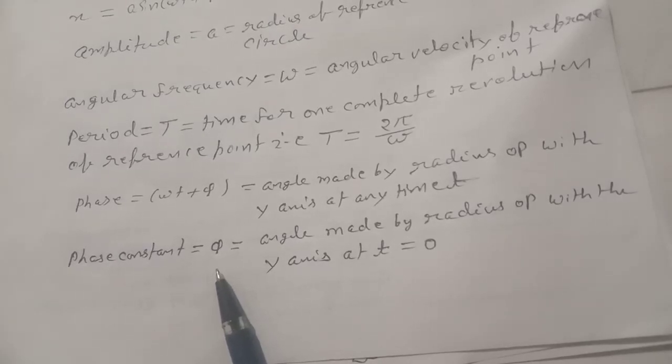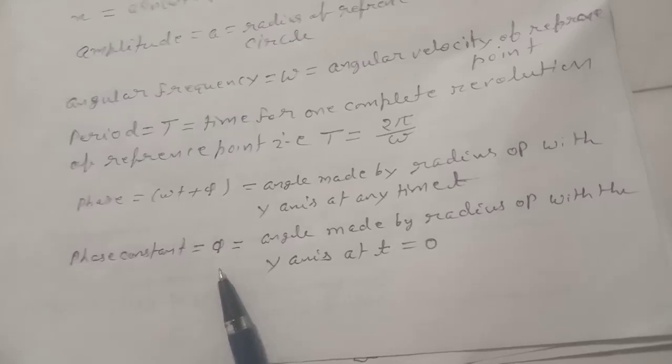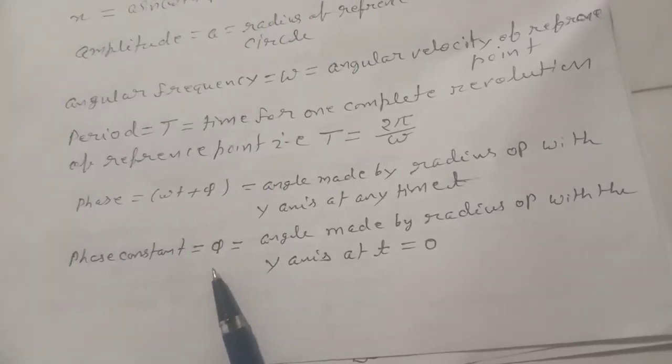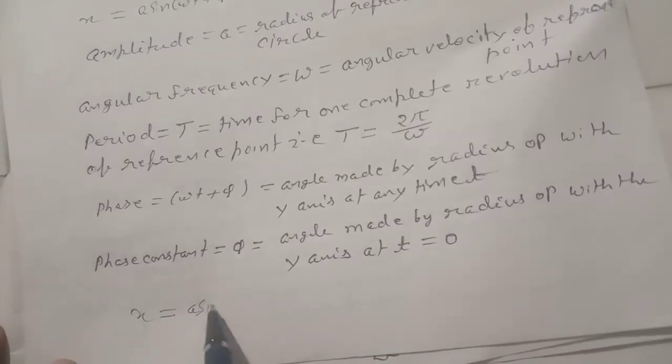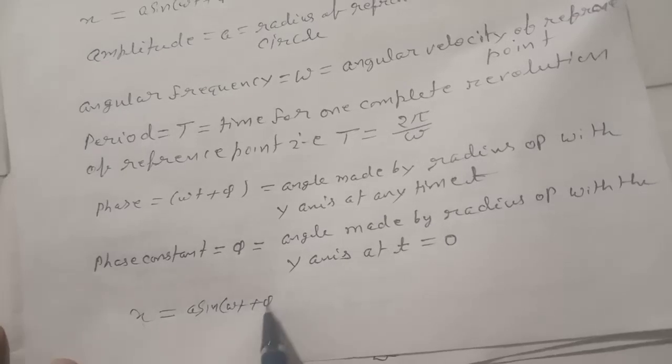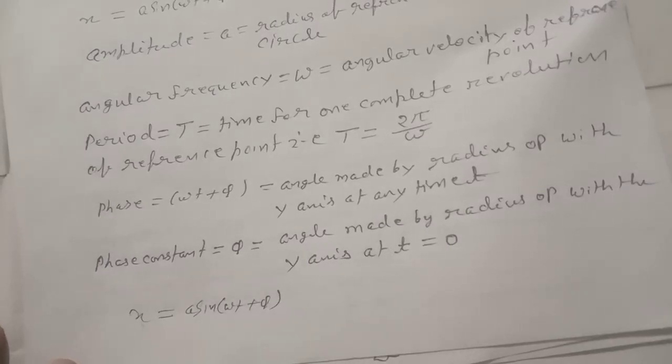Now, uniform circular motion as a combination of two rectangular SHMs. We have seen that the equation of motion of the projected point on the x-axis is given by x equals A sine omega t plus phi, which represents a simple harmonic motion.